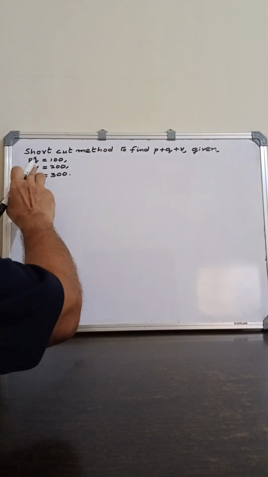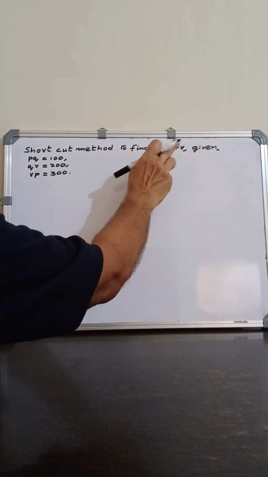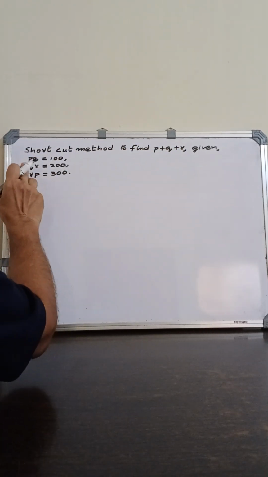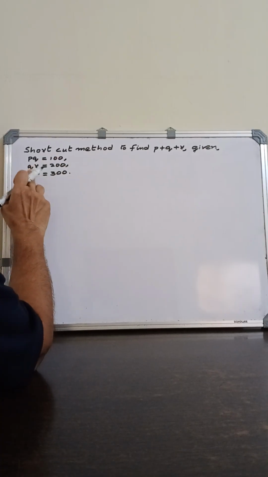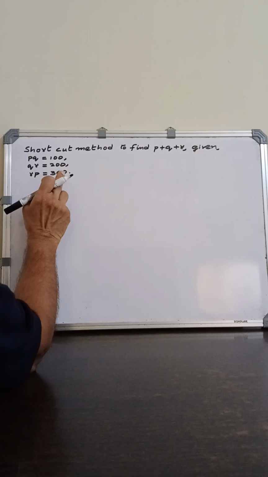Here is a question. Shortcut method to find p plus q plus r given pq equals 100, qr equals 200 and rp equals 300.